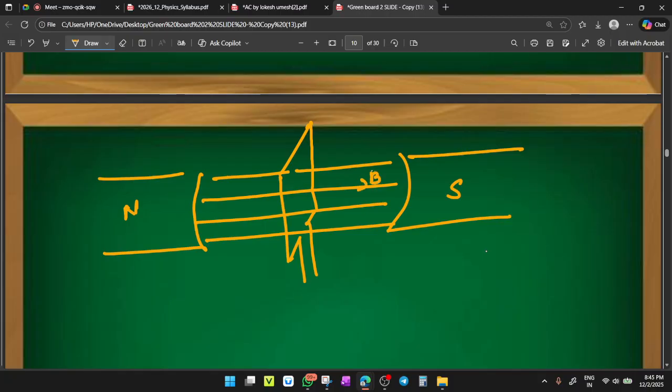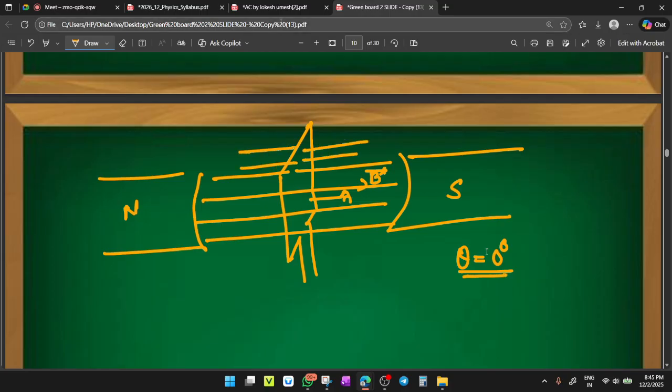So this is the magnetic field vector B. The normal vector will also lie here. So the angle between the normal and the magnetic field equals 0 degrees. So the maximum flux will pass through this plane. Say yes or no? Okay, so maximum flux will be there.